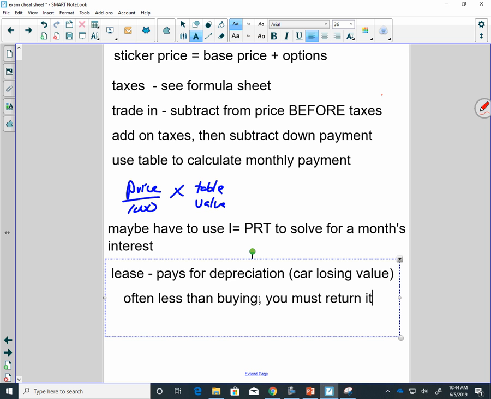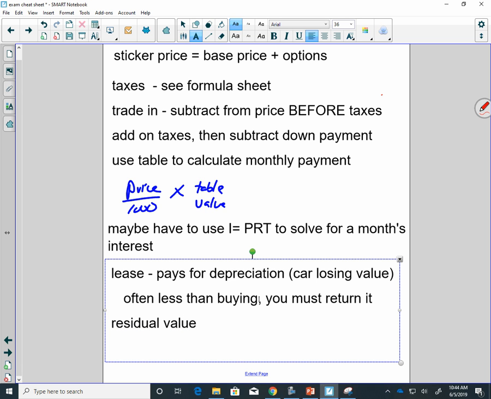Okay, now you should know about residual value as well. You should definitely know about advantages and disadvantages, but residual value. You guys remember what that means? Lane, do you remember what residual value means? No. That is the value at the end of the lease, right?